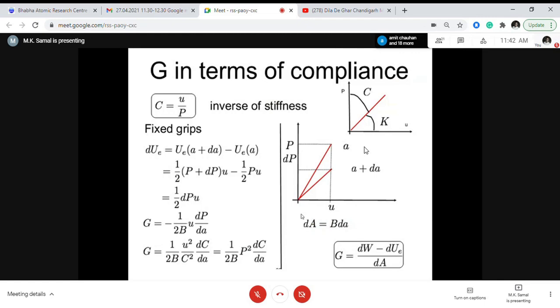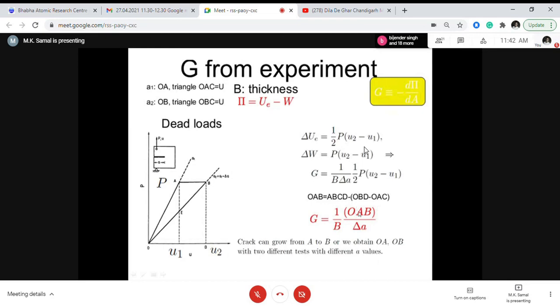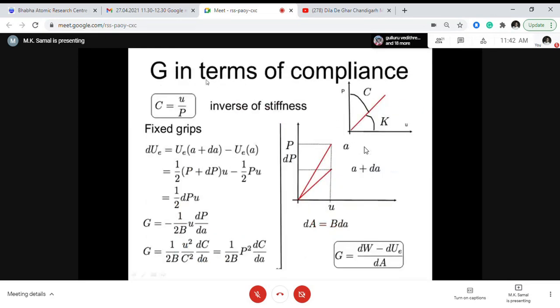There is another method. Here we were using the area under the curve during the crack propagation. This method expresses G in terms of compliance, which is nothing but the inverse of stiffness. So we have a load displacement curve. This slope is called stiffness K, and the inverse is called compliance. The compliance is nothing but 1 by K, the inverse of stiffness.